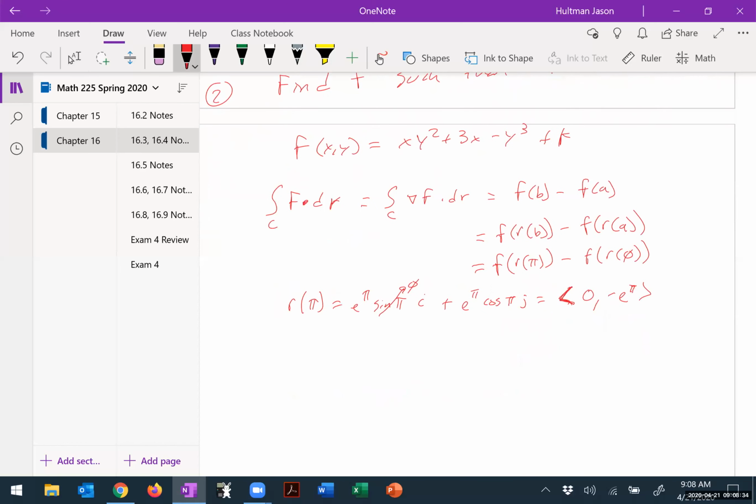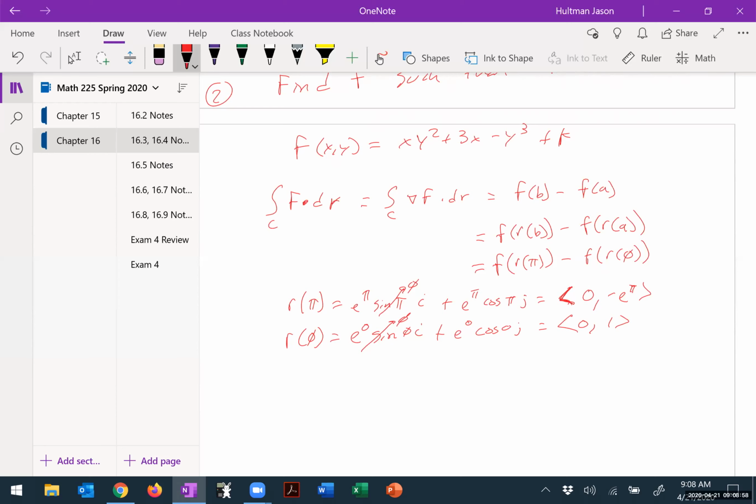Now let's do r of 0. What's r of 0 going to be? This is e to the 0 sine of 0 i, that's still going to go to 0, plus e to the 0 cosine of 0, that's going to go to 1, j. So component form is 0, 1.